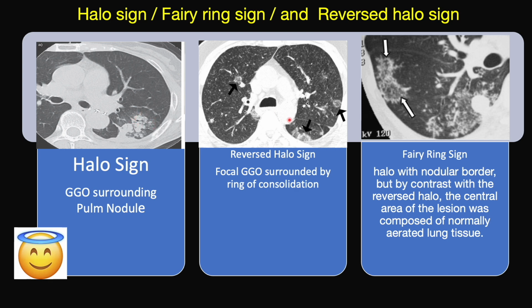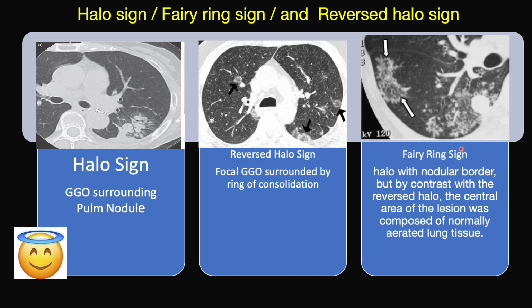That's called halo sign. There's another sign called reverse halo sign. We just reverse this process. So, there will be a ground glass in the middle and it will be surrounded by a ring of consolidation. So ground glass and then some consolidation around it, reverse halo sign. And a fairy ring sign.